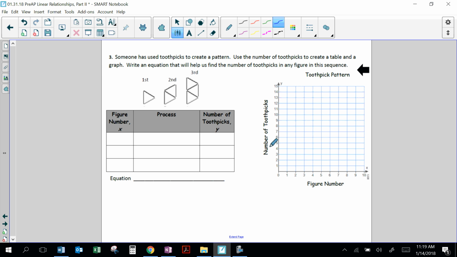Someone has used toothpicks to create a pattern. Use a number of toothpicks to create a table and a graph. Write the equation that will help us find the number of toothpicks in any figure in this sequence.